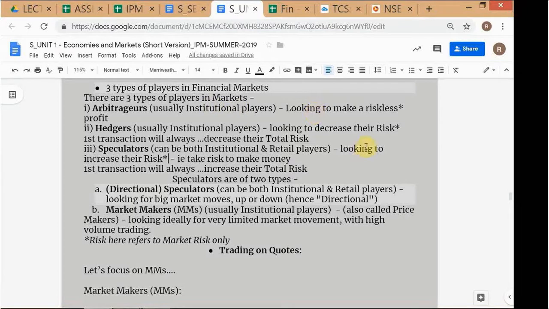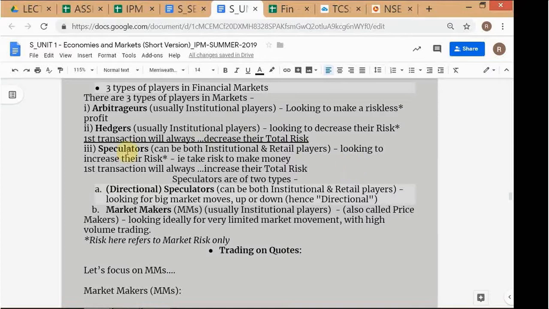The hedger is someone who is looking to decrease their risk. So the definition of a hedger is essentially this. This is how you should understand it. Don't memorize it, but in a way you can understand the concept from this. We'll study in more detail later. But the way to identify a hedger is an entity whose first transaction will always reduce their total risk. To some extent, this definition will only become clear when we go into risk management and hedging later on. But this is what we are talking about.